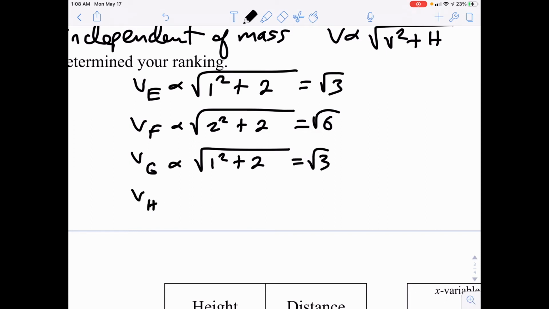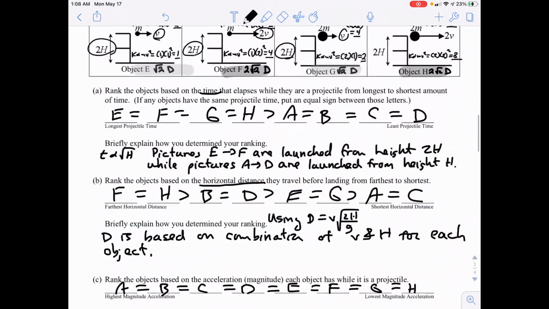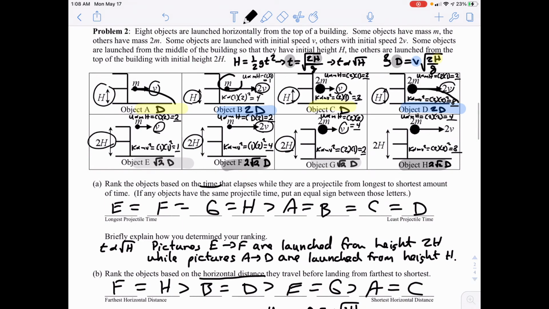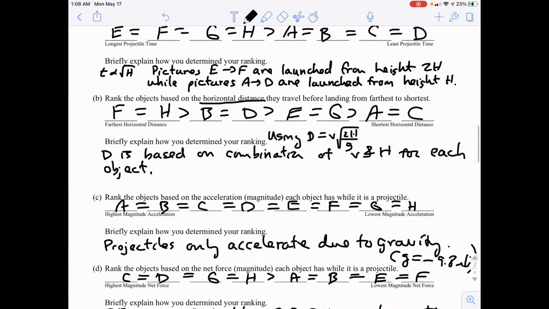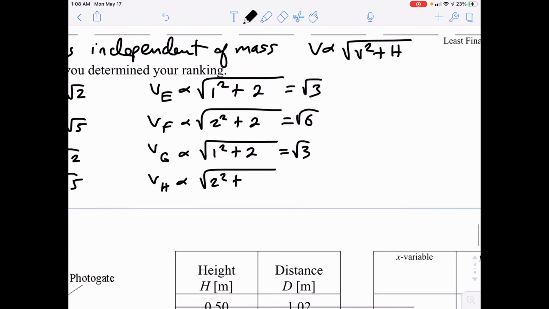And finally, H has 2 velocity units, 2 height units. Which again gives us a square root of 6.